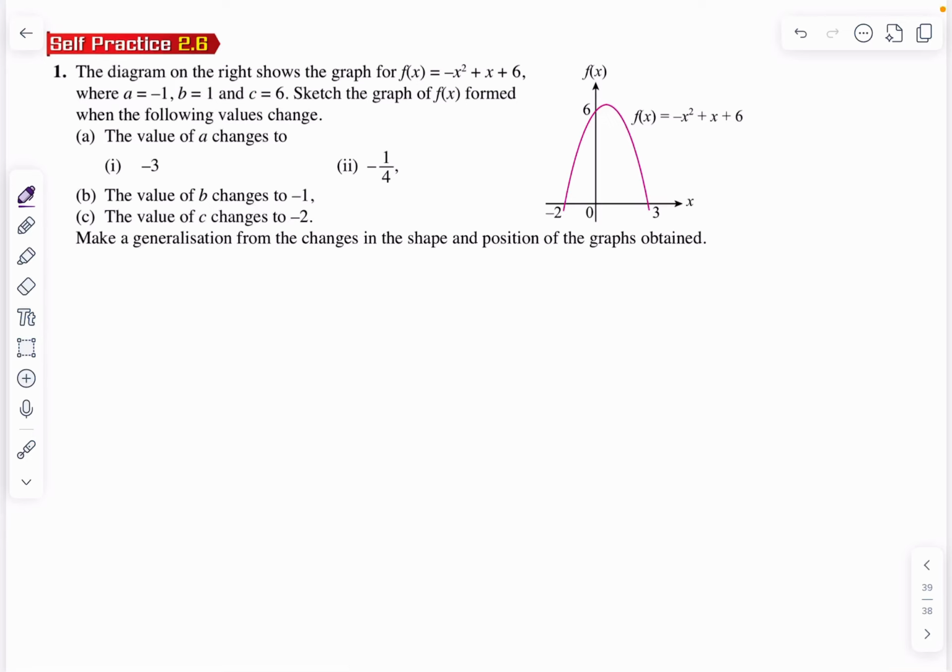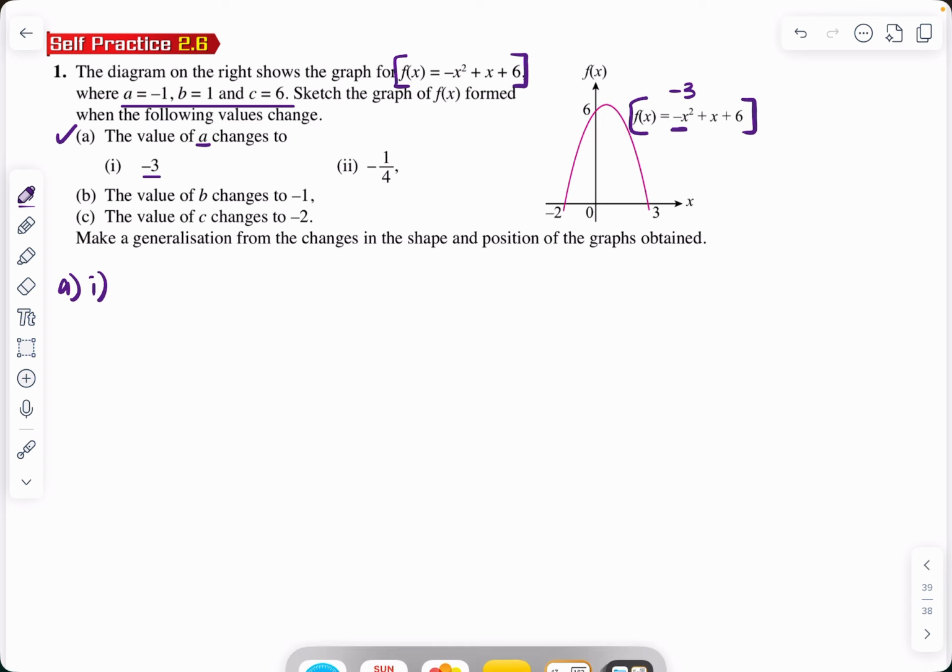Question 1. The diagram on the right shows the graph for this, where a is -1, b is 1, and c is 6. Sketch the graph of f(x) formed when the following values change. Okay, so let's look at a first. In a1, the value of a changes to -3. So currently our a is -1. We are changing it to -3.